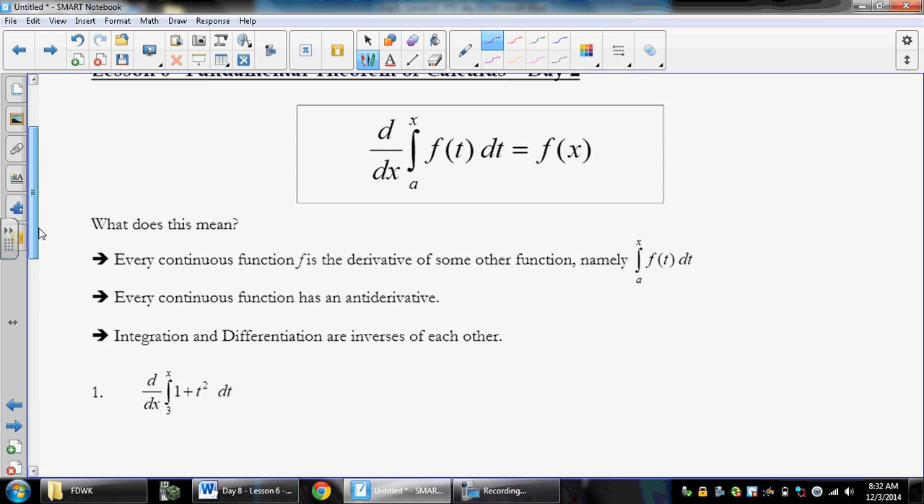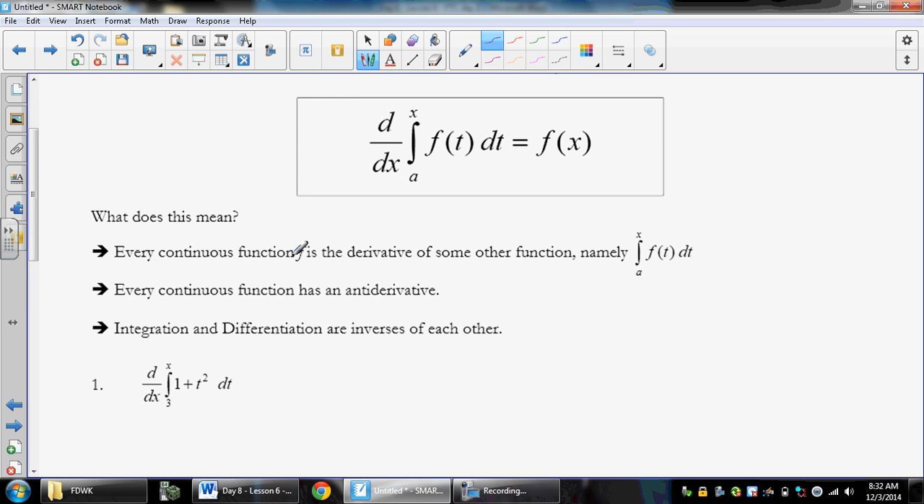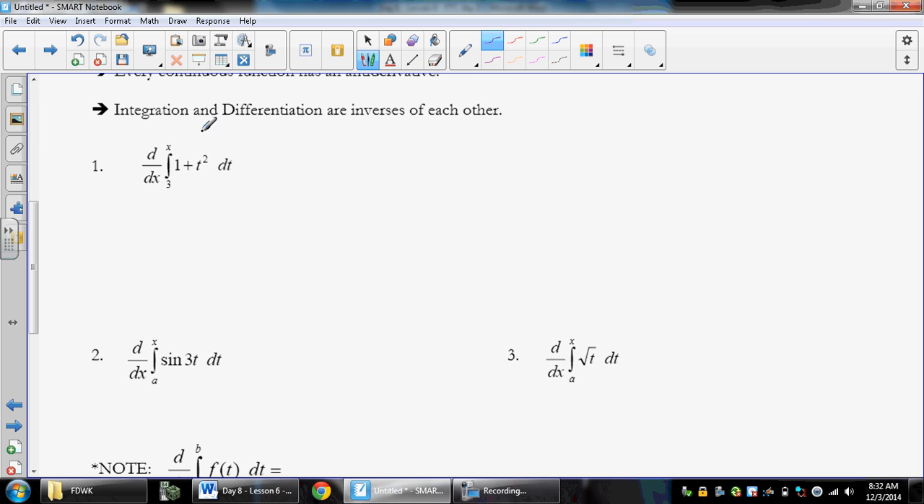Well, here's what we have. Every continuous function f is the derivative of some other function. In other words, any function you can make up, I can find an integral such that the derivative of the integral equals your function. It also tells me that every continuous function has an antiderivative, and it reemphasizes the fact that integration and differentiation are inverses of one another. So here's what we're going to do. I'm going to kind of prove to you how this works.